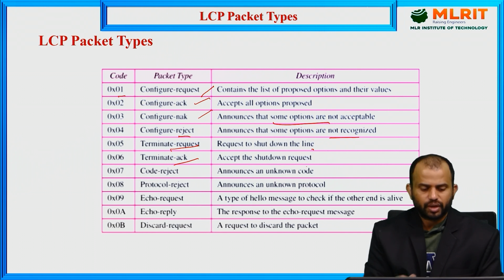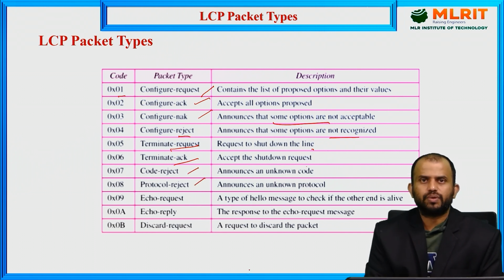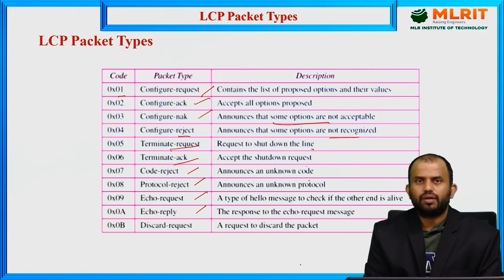Another one is code reject and protocol reject, which means an unknown person cannot access the code. For an unknown code, we announce that the unknown code is rejected, or an unknown protocol should not be entering the network domain. Based upon that, we establish the echo request value and echo reply value. Any kind of echo message should be available.